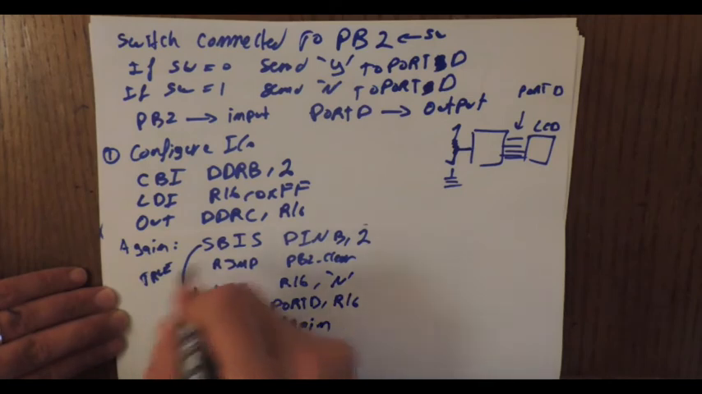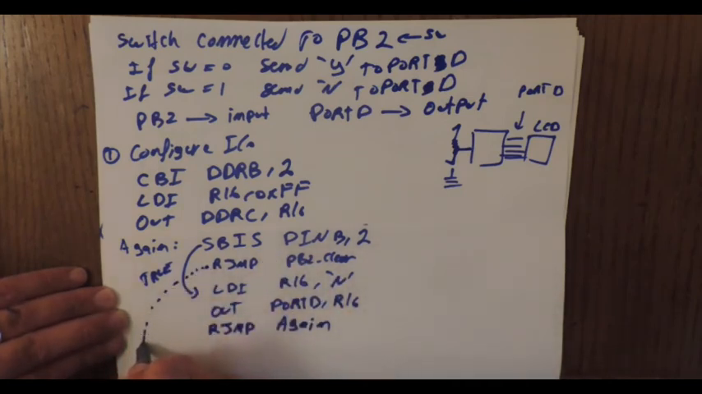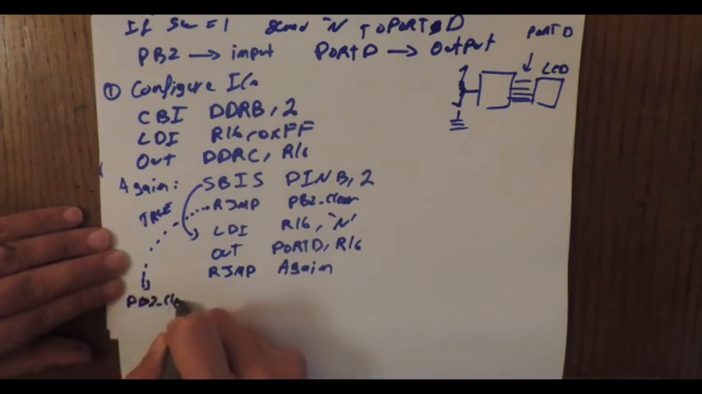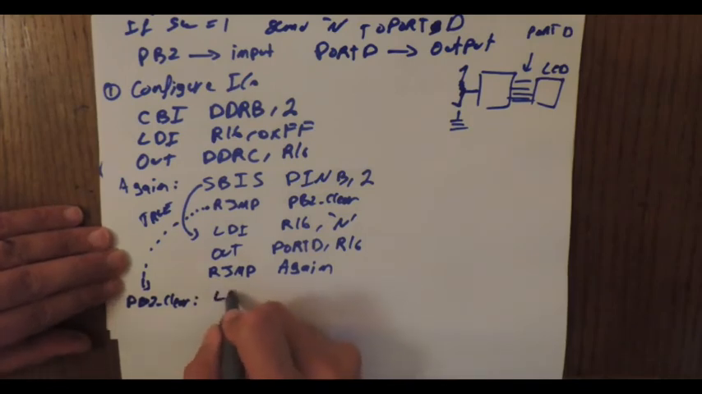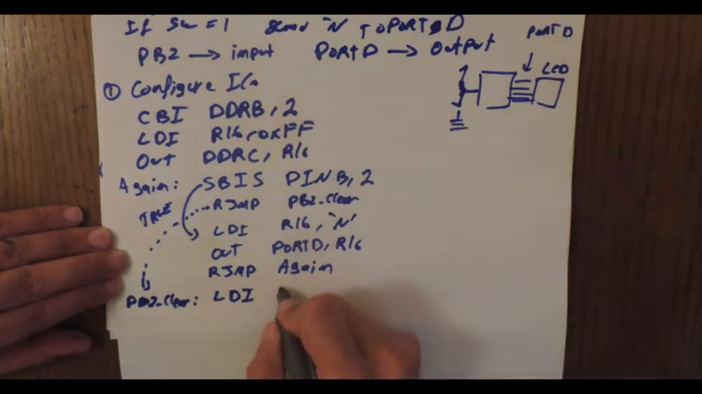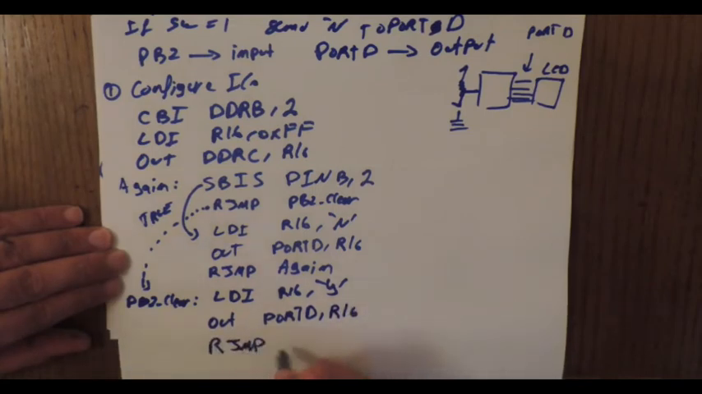So we will keep on doing this forever. Otherwise, for this part, we're gonna go to PB2, clear. This is my label, and I'm gonna say, okay, now I know that this was not pressed, it was not closed. I'm gonna say, okay, I'm gonna send yes, and out port D, R16, and rjmp again.